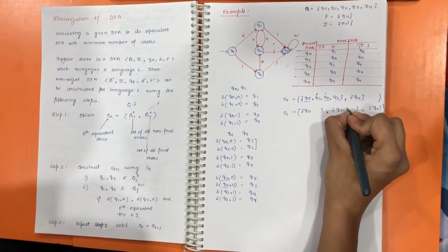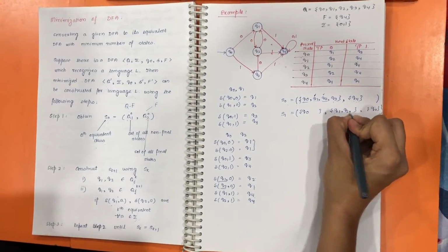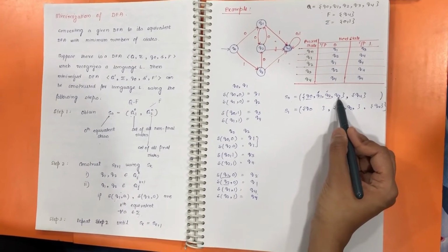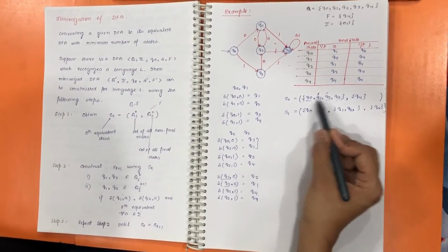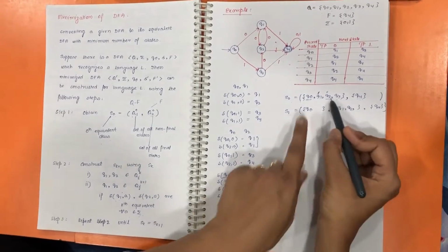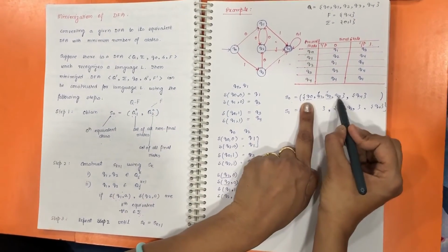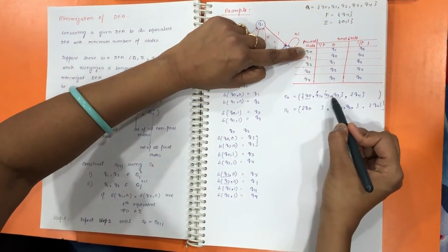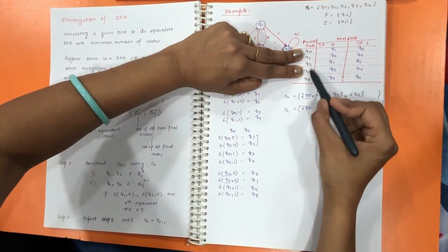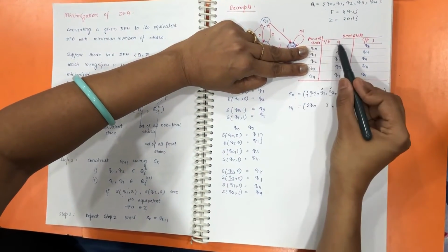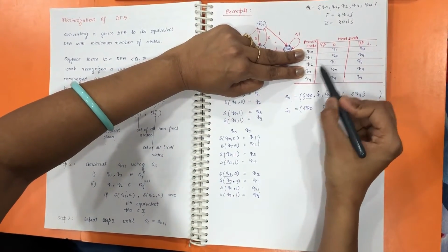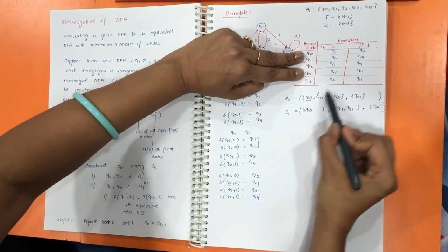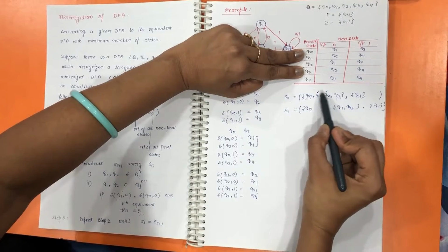So Q1 and Q2 can be kept in one set like this. Now we'll check the equivalency of Q3 with these states. First we'll check the equivalency of Q3 with Q0. Just check Q0 and Q3, these two states. Now Q0 for input symbol 0 goes to Q1 and Q3 goes to Q2. Q1 and Q2 are lying in the same set.